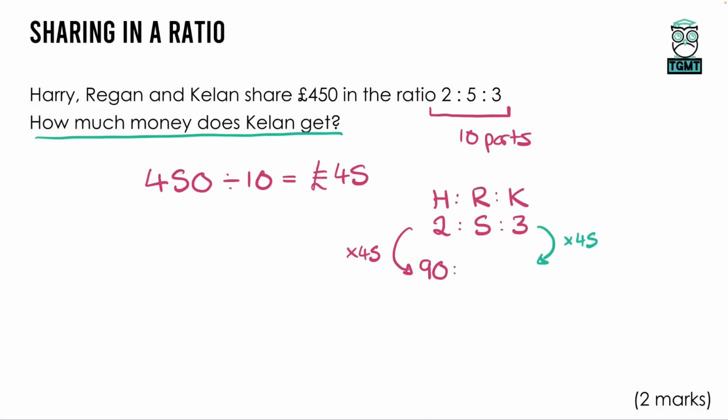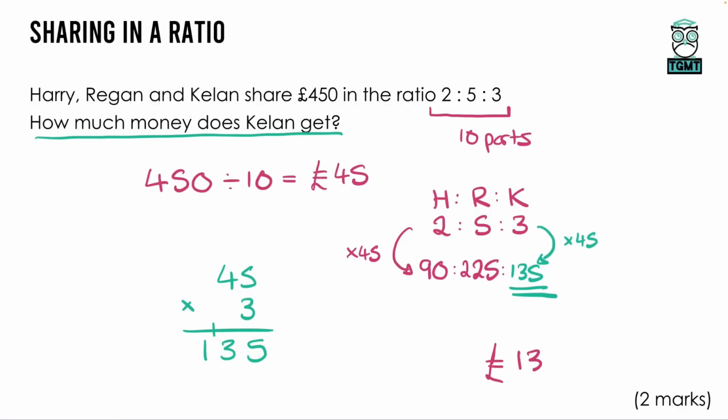5 times 45, take your time to work this out, but we get 225. And our final one, which is the one we were looking for, is 3 times 45. So of course, make sure we get this one correct. We'll do our multiplication to the side. 3 times 5 is 15. 3 times 4 is 12, plus the 1 is 13. So 135 is how much Keelan gets. That is the answer to our question, so it's £135.